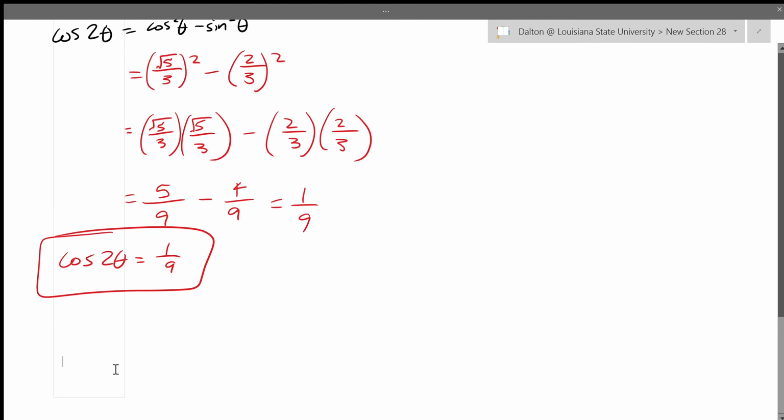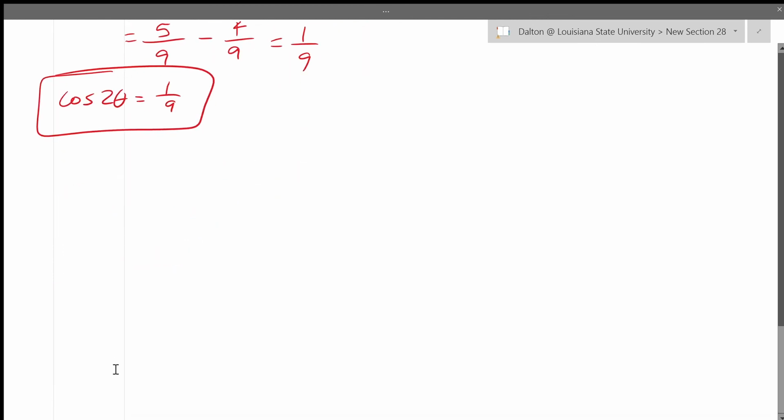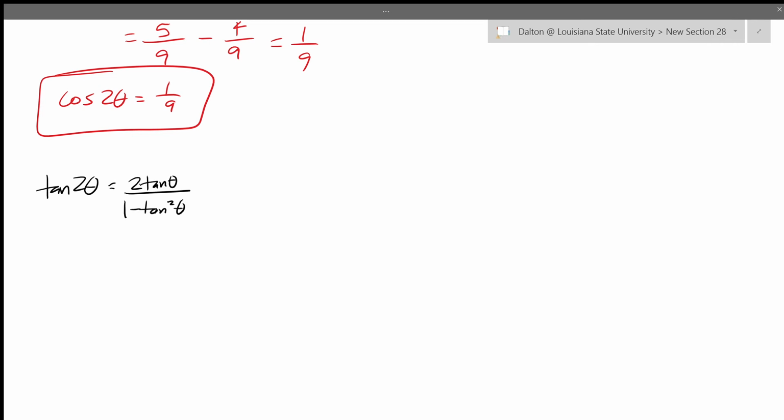Okay, the last part of the problem is finding the tangent of 2 theta, so the double angle for tangent. Well, if you recall, the tangent of 2 theta is written as 2 tangent theta over 1 minus tangent squared theta. Now, it's all tangents, and we haven't found that yet. So that's the next thing we need, the tangent of theta.